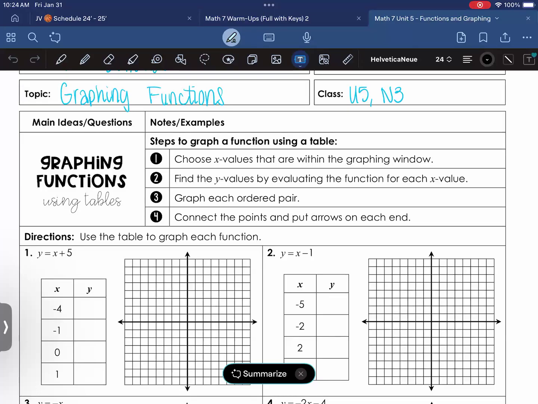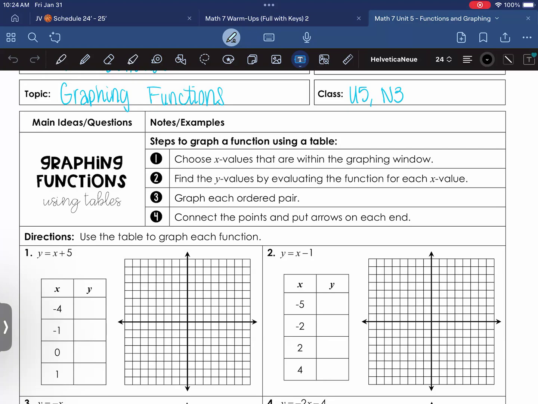Go ahead and label the top. Unit 5, Notes 3, graphing functions. Okay, we are kind of going to combine what we learned in Notes 1 and Notes 2. So it should be pretty straightforward and just some review.